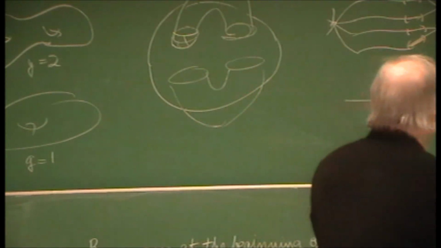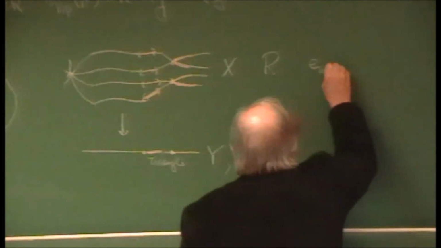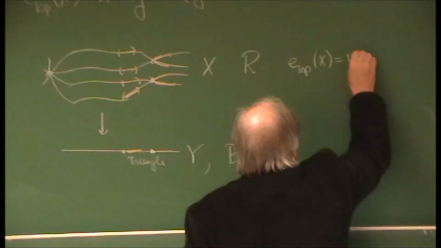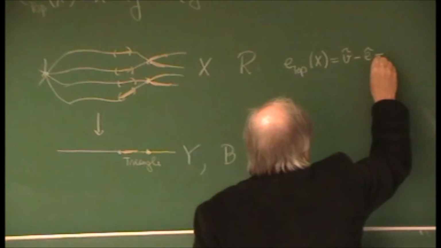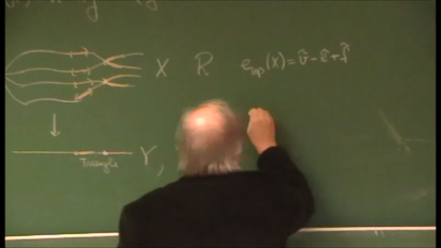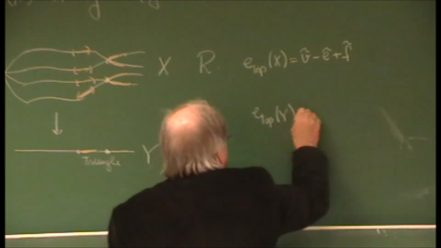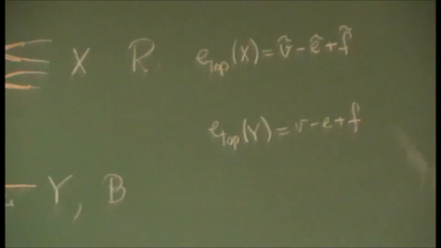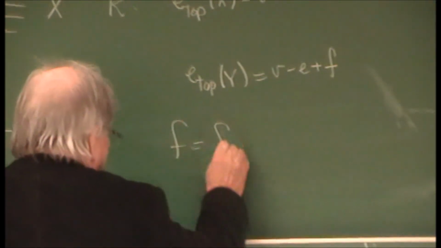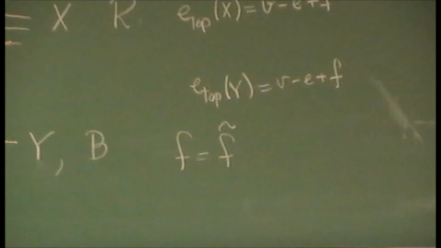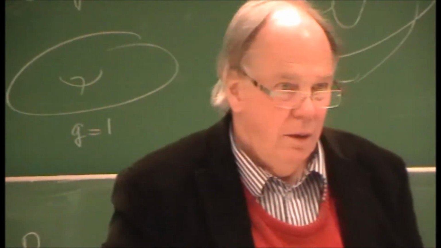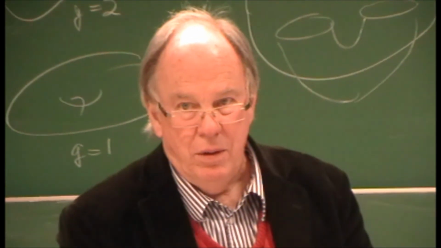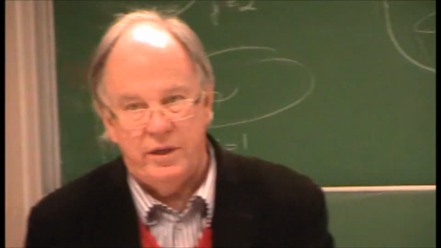Okay, so we have the Euler number of x equals v tilde minus e tilde plus f tilde. And the Euler number of y equals v minus e plus f. And now we compute. Okay. Well, f equals f tilde. Right, because the faces go up. Lift the faces. The faces just go up, because I have the same number of triangles downstairs as I have upstairs.